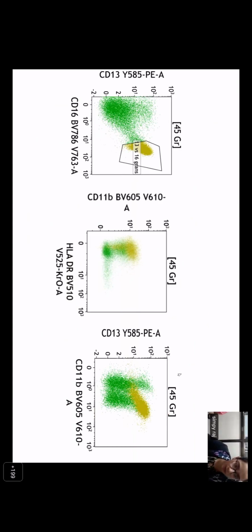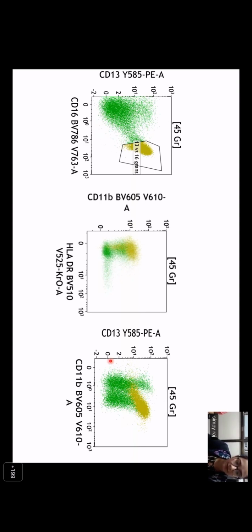With the help of 13 and 16 plot, I'm seeing that the 13 positive and 16 negative population is my promyelocytes. As the granulocytes mature, they lose CD13 and they start gaining CD16. So this is my mature granulocyte, which will be my band and neutrophils. And here I can see a little bit of clustering, which is 13 and 16 negative. This is an indication that it can be a left shift, or it can be since we have seen that neutrophils and myelocytes, metamyelocytes were increased.